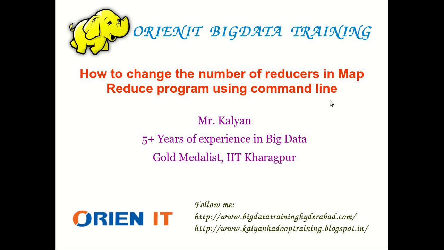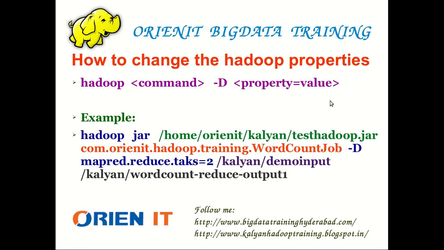Let me start. Generally, when you want to change the Hadoop properties through the command line, there are two options. The first option is the Hadoop command you want to execute, after that -D, the property name and property value. For example, when we are executing the Hadoop jar command: hadoop jar, the path of the jar, then the main class of the job. After this we can use the option called -D.